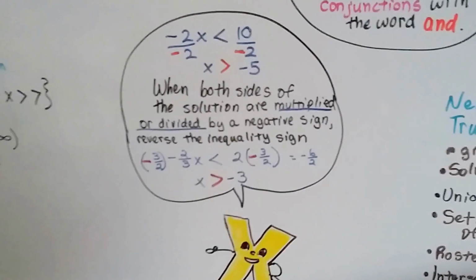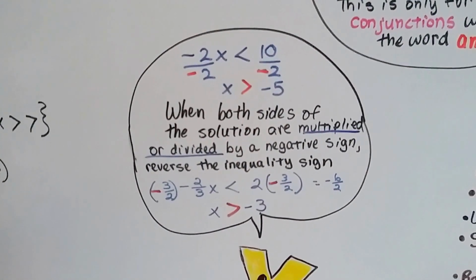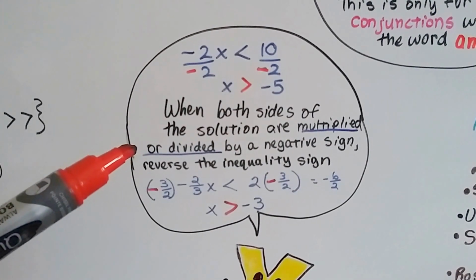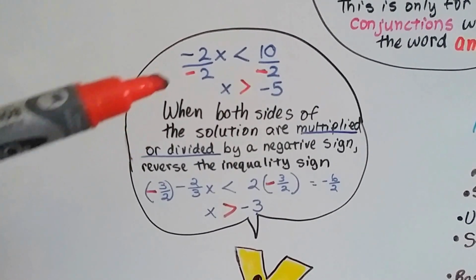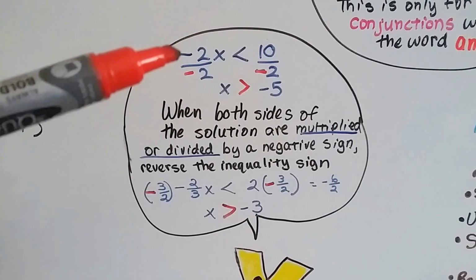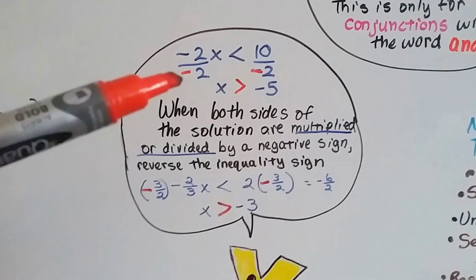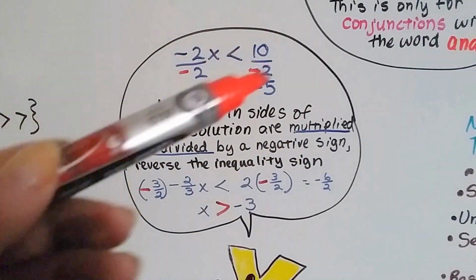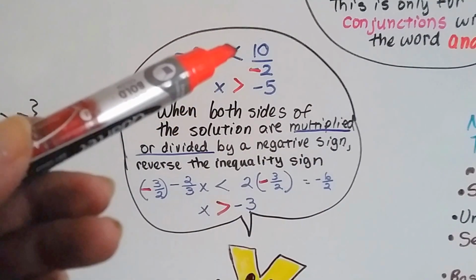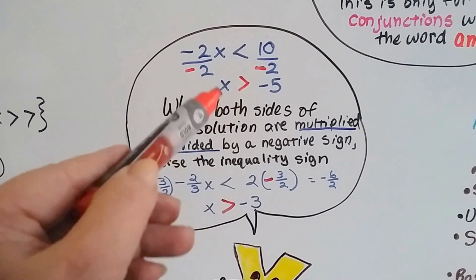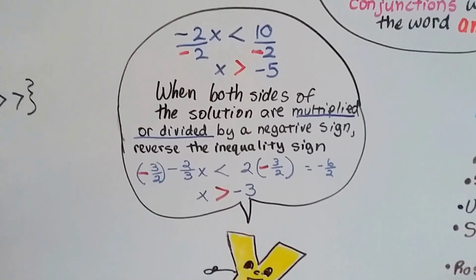And remember, when both sides of the solution are multiplied or divided by a negative sign, we reverse the inequality sign. So if we're trying to isolate for x, and there's a -2 here, we've got to divide both sides by -2. Well, we do our solution, x is less than -5, but then we flip this sign around. Now x is greater than -5, see?